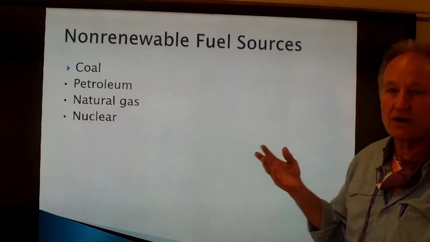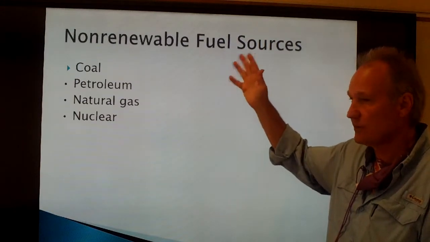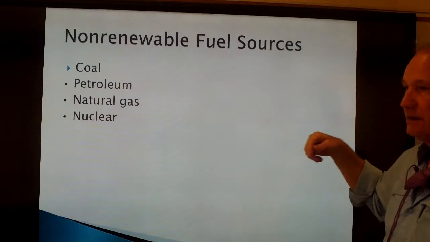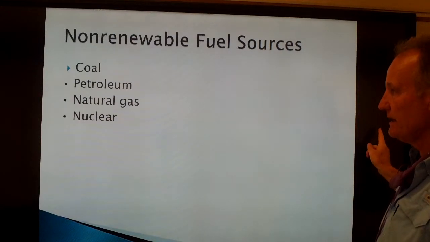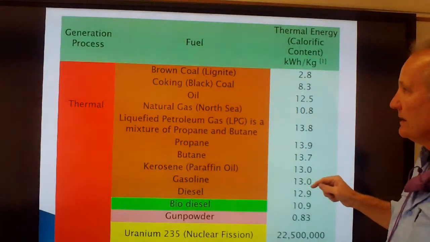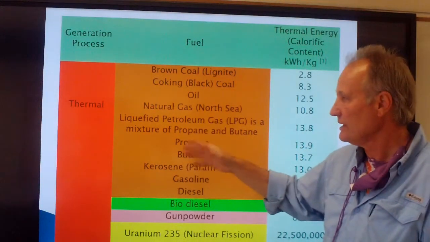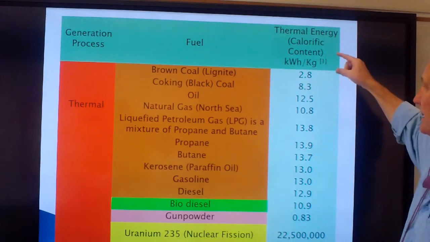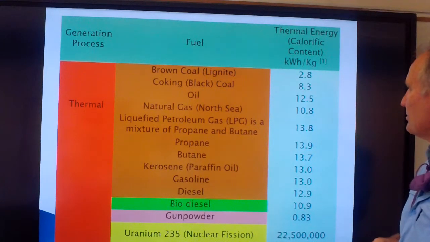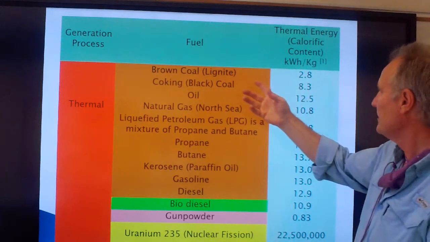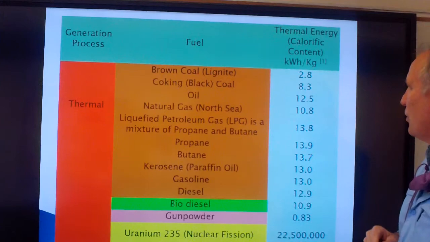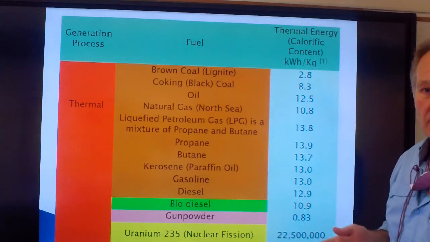Okay, so what are non-renewable fuel sources for perspectives from this class? It's coal, petroleum, natural gas, and nuclear, just because we can't make them in a timely fashion. And how much energy do each of those get? Well, if you look at thermal energy, the calorie content, and that's kilowatt hours per kilogram. So if we had a kilogram of brown coal or lignite, we'd get about 2.8 kilowatt hours out of that.